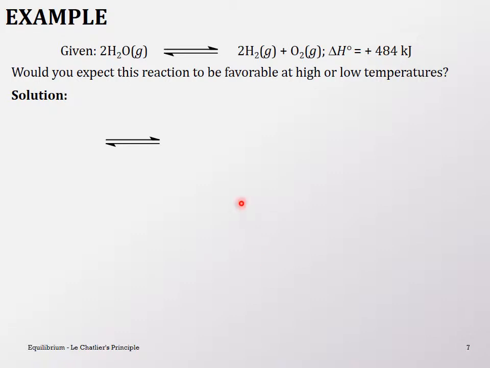So here is an example. Oh, look at this poor equilibrium arrow. Anyhow, so here is an example. If you have this equation where you have water in gas form giving hydrogen and oxygen, the delta H for this is plus 484 kilojoules. What would you expect for this reaction to be favorable at, higher or lower temperature? So here is your enthalpy of the reaction that's given to you.